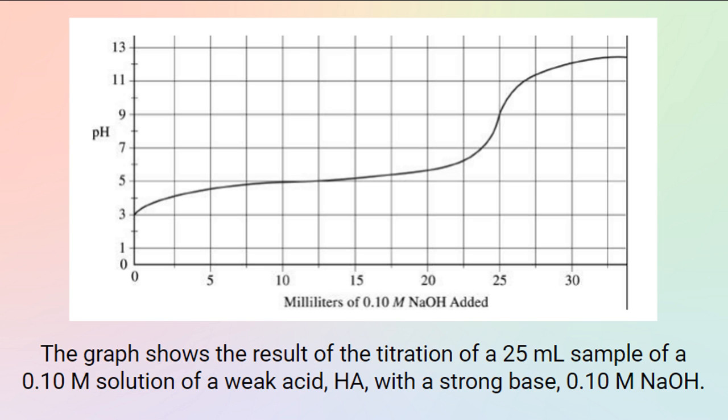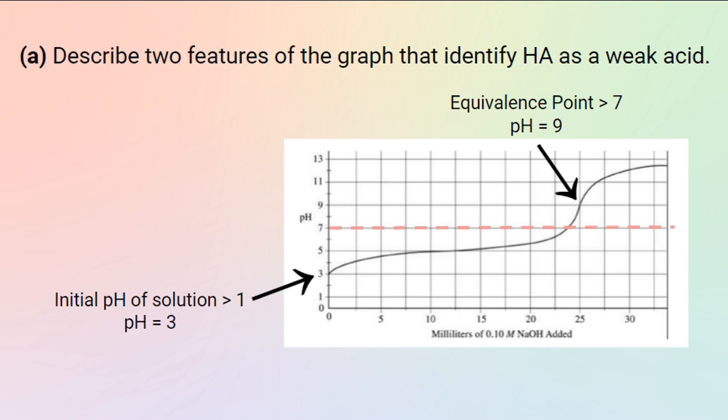The graph shows the result of the titration of a 25 milliliter sample of a 0.10 molarity solution of a weak acid, HA, with a strong base, 0.10 molarity of NaOH. Two features of the graph that help identify HA as a weak acid is that we can note that an initial pH of the solution is at 3.